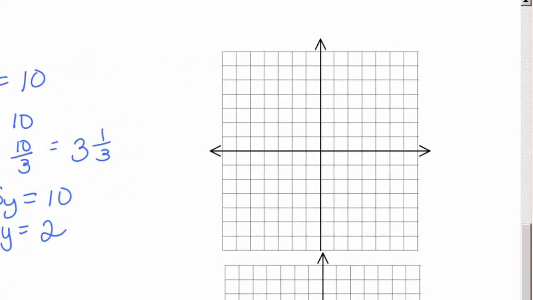Alright, so we're going to go over 3, 1, 2, 3, and a little bit more, but don't go up and down any. Then my y-intercept says go up 2. So connect those two dots, 2 points. Again, a straight edge would help. Extend the line. There you go.